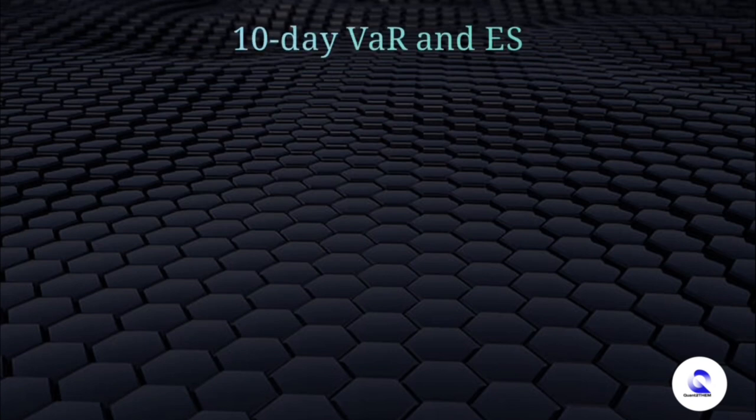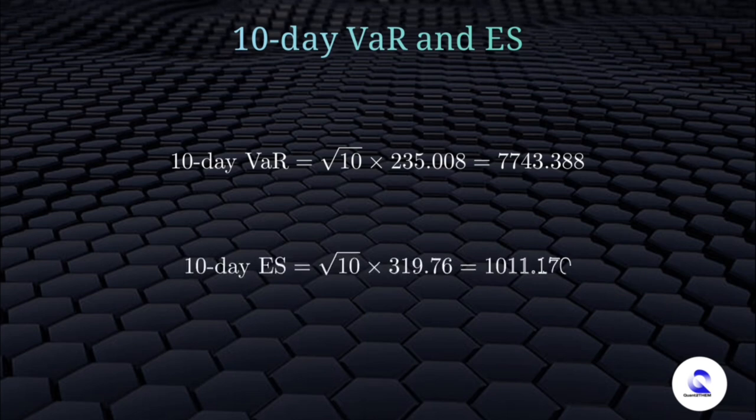Together, these measures give us a fuller understanding of tail risk. However, things can get beyond our confidence limit. To assess long-term risk, we can scale our 1-day metrics to a 10-day horizon. For uncorrelated returns, the square root of time rule is commonly used. So, the 10-day VaR is calculated by multiplying the 1-day VaR by the square root of 10. That gives us a 10-day VaR of approximately 774.39K. Similarly, the 10-day expected shortfall, based on the scaled 1-day ES of 319.76K, becomes approximately 1.01 million. These longer horizon metrics are essential for understanding potential multi-day loss, especially for a portfolio held over time.